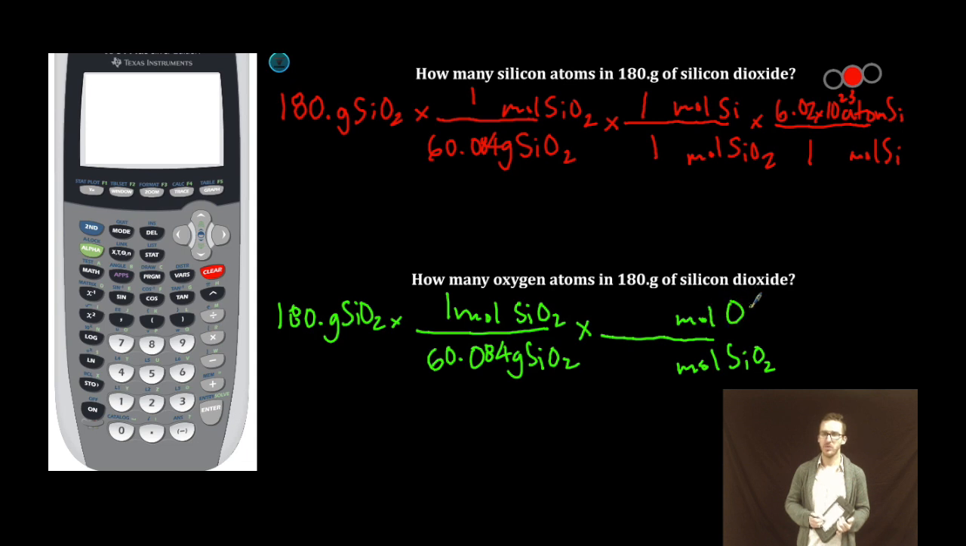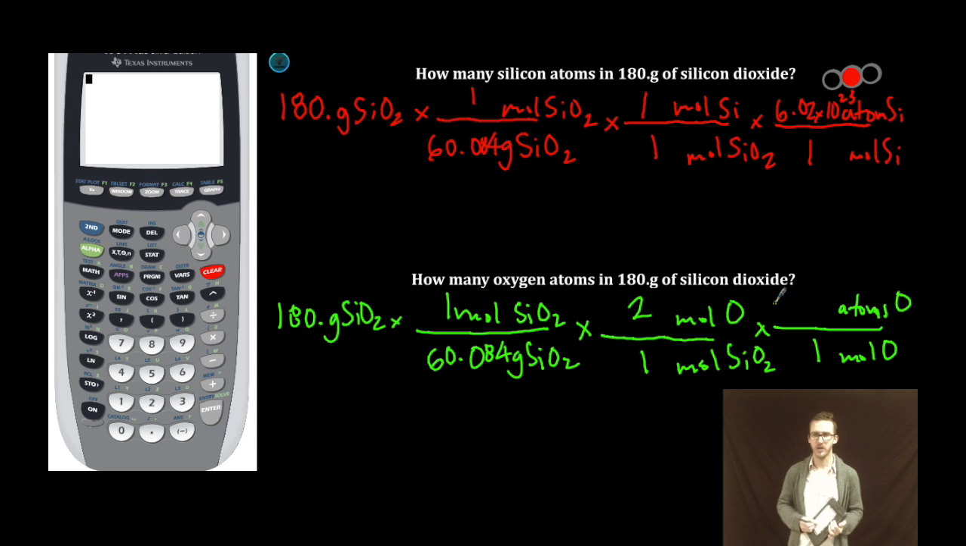But when I think about moles of oxygen, come back to this representation of SiO2. For every one of these, there are 2 oxygen. So for every 1 mole of SiO2, I'm going to get 2 moles of oxygen. And then to finish the conversion, we're going to go from moles of oxygen to atoms of oxygen. And again, I'll use Avogadro's number.